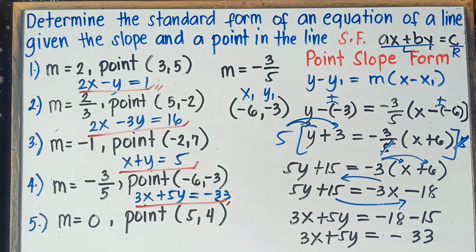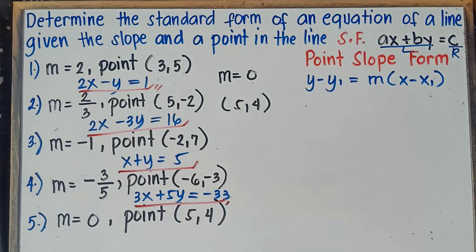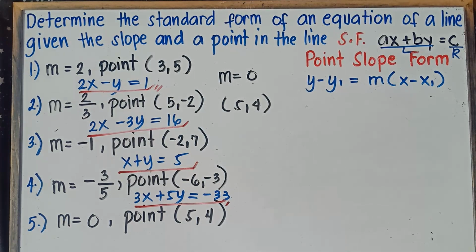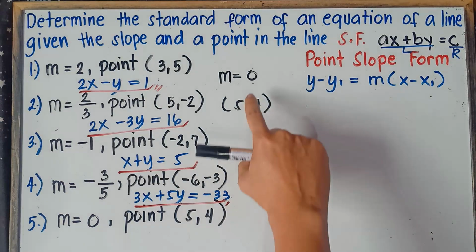Alright, so we're down to the last example class. What if the slope is 0? So what would be the equation? So let's have example number 5 class. Alright, so let's proceed now to example number 5. The value of the slope, that would be 0.